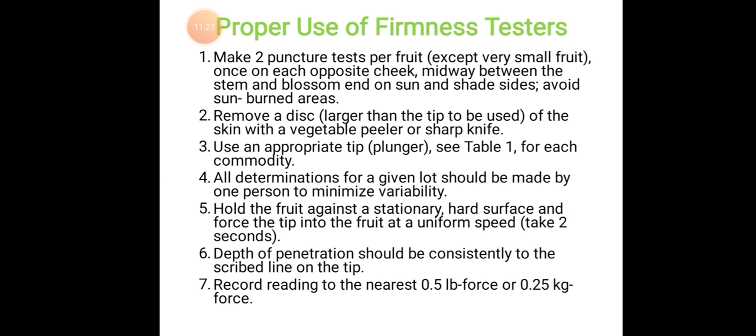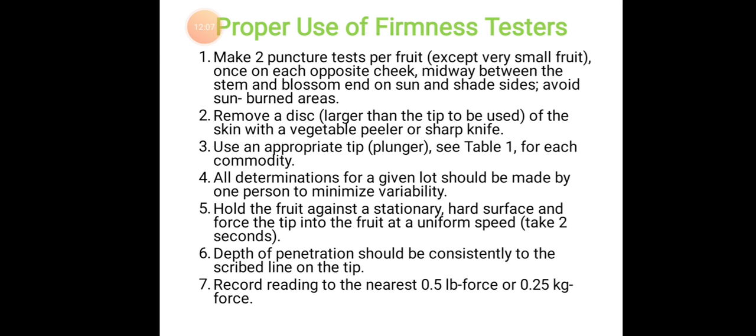Proper use of firmness testers. Make two puncture tests per fruit, except very small fruit. Once on each opposite cheek, midway between the stem and the blossom end on sun and shade sides. Avoid sunburned areas. Remove a disc larger than the tip to be used of the skin with a vegetable peeler or sharp knife. Use an appropriate tip plunger, see table 1 for each commodity. All determinations for a given lot should be made by one person to minimize variability.